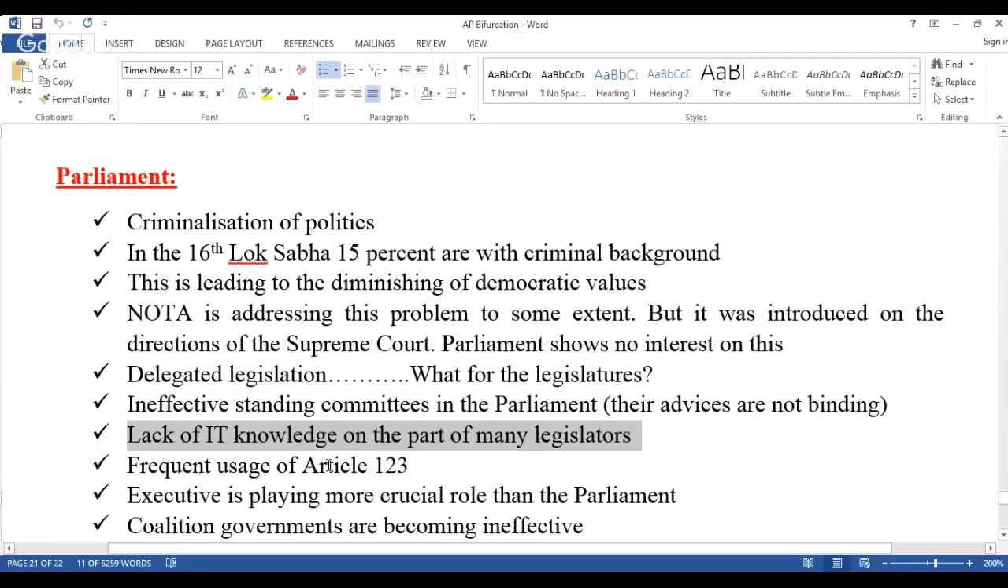Look at this: the frequent usage of Article 123. Under Article 123, the President of India, and under Article 213, the Governor of a state, can promulgate an ordinance. And what is generally expected is that this extraordinary provision of issuing an ordinance is used only when it is very, very urgent. But for everything you are issuing an ordinance. Sometimes you are proroguing the House to issue the ordinances. How far is it healthy?